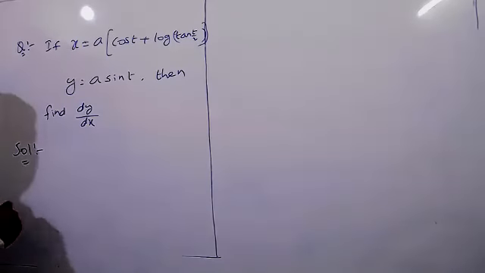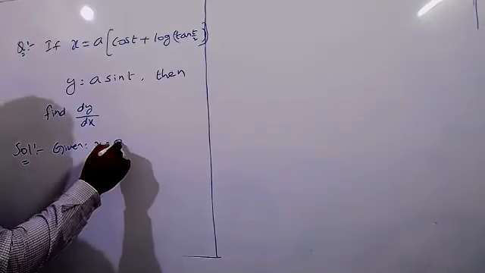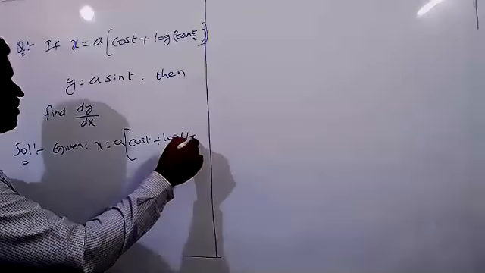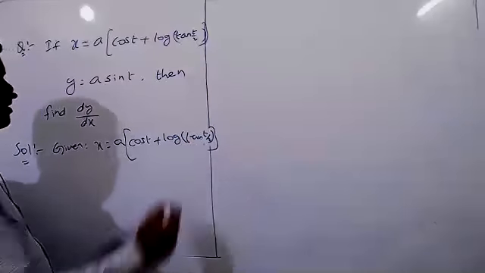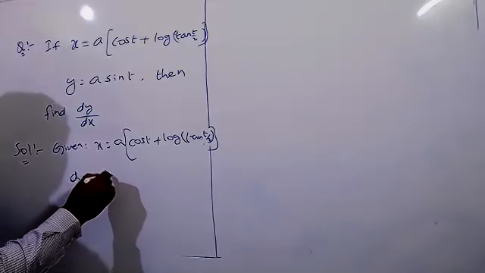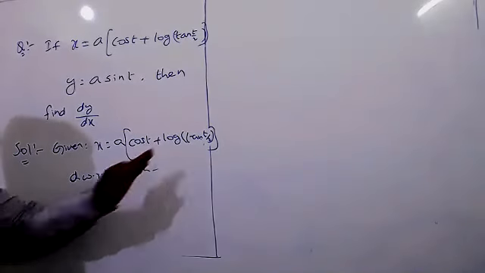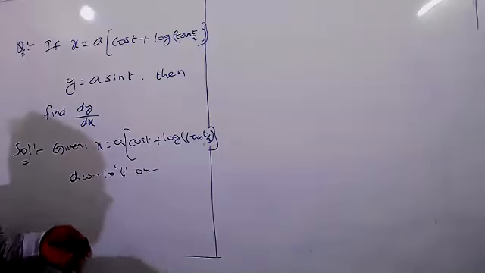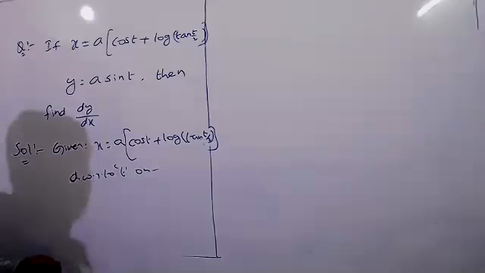Let's start now. First, clearly, they have given the function x equal to a into cos t plus log of tan t by 2. Now what is the parameter? T is the parameter. So differentiate with respect to t on both sides. Whatever the given parameter, with respect to that parameter we have to differentiate. Not only t: maybe if they give theta, you can differentiate with respect to theta. If they give some other variable, take it with respect to that variable.